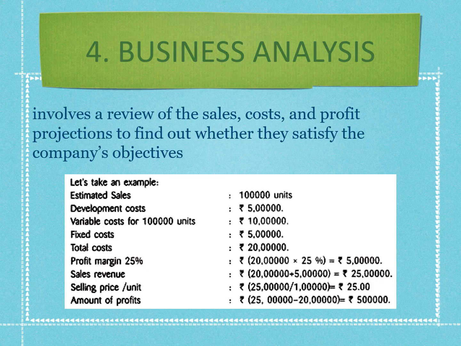After that, you do the business analysis in the fourth step, which involves a review of sales, cost, and profit projections, to find out whether this will satisfy the company objective or not. Because sometimes if you produce the product with a very high cost, and then when you talk about the profit that you will earn, it will be very, very low. So perhaps it is not worth it for you to actually produce the product.